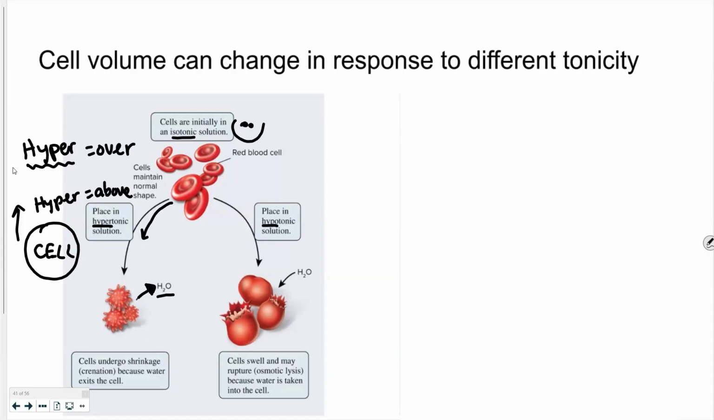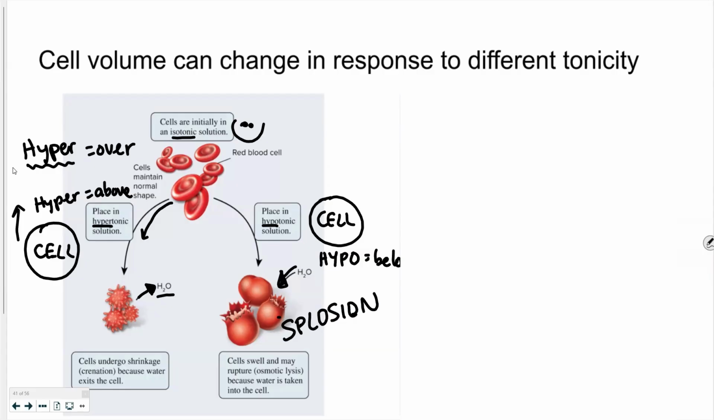Okay, in a hypotonic, here's our cell. Hypo means below. So the concentration of solutes in a hypotonic solution is lower than the concentration of solutes in the cell. Water is going to enter the cell and cause a cell explosion. Or if you like sciencey terms, then that's cell lysis, which just means to break.